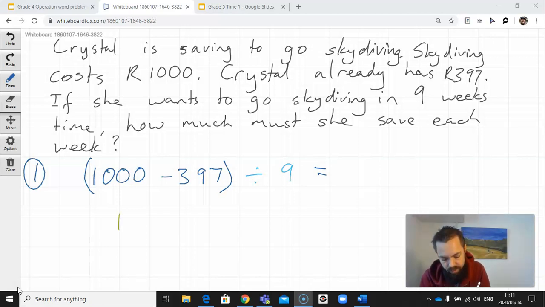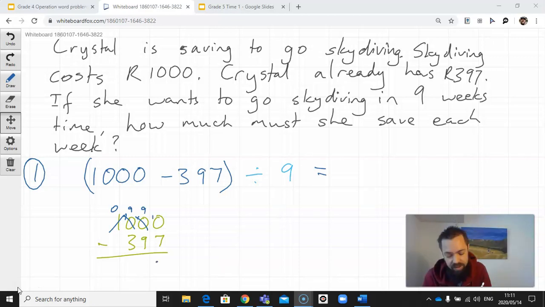So we've got 1,000 minus 397. That's our first step. So we've got to borrow. So I'm going to borrow all the way across. Then I've got to borrow again, becomes 9. Borrow again becomes 9, 10. So 10 minus 7 is 3. 9 minus 9 is nothing. 9 minus 3 is 6. Okay, so she still needs 603.